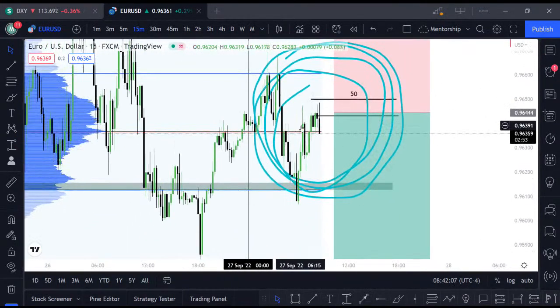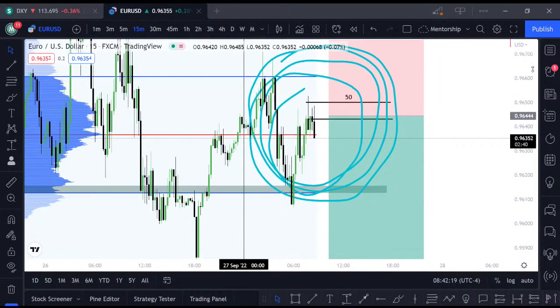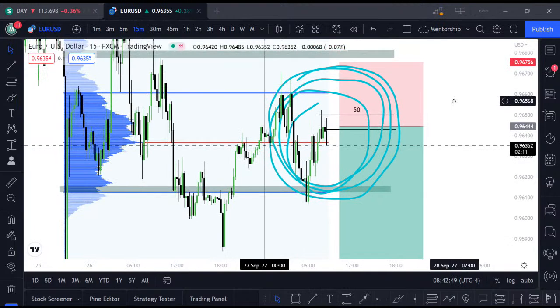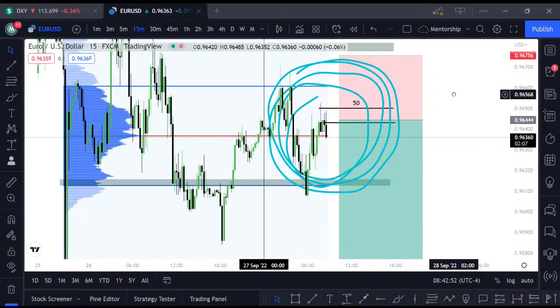Okay, so it's 8:30 in the morning, and we see bears in control. Let's keep waiting.